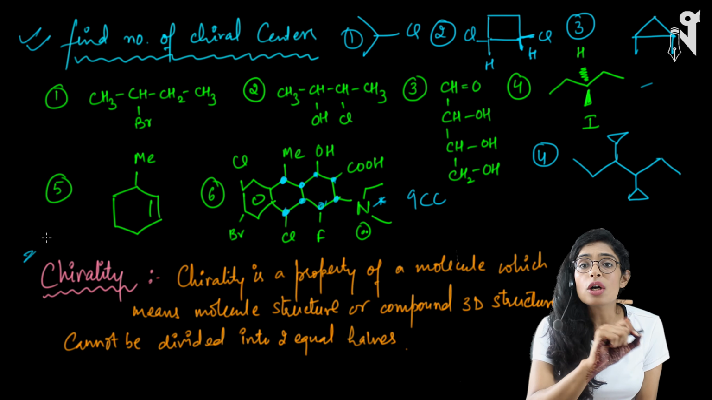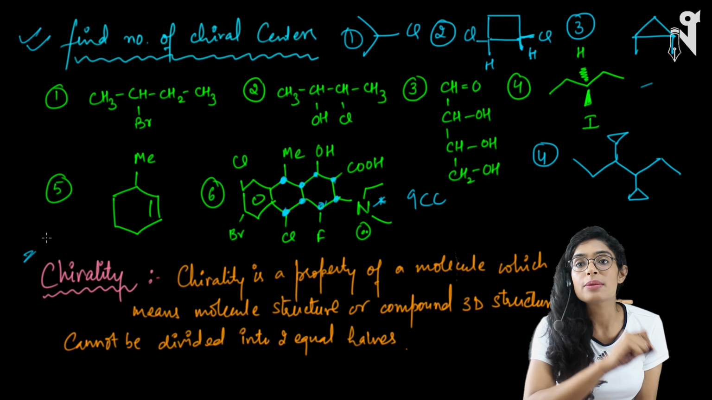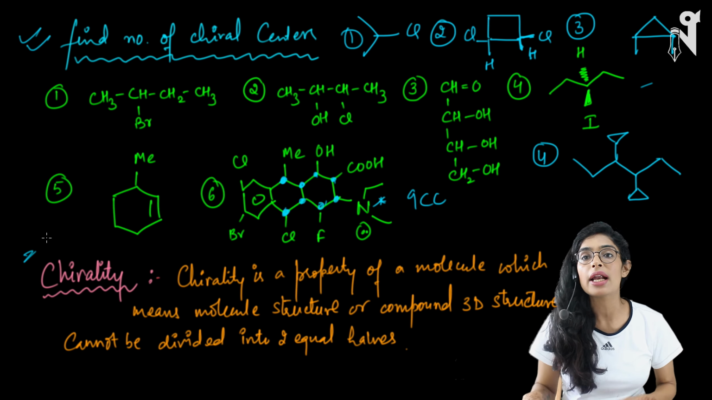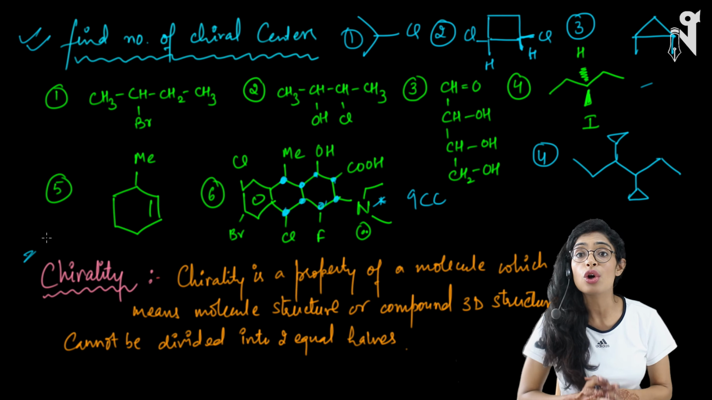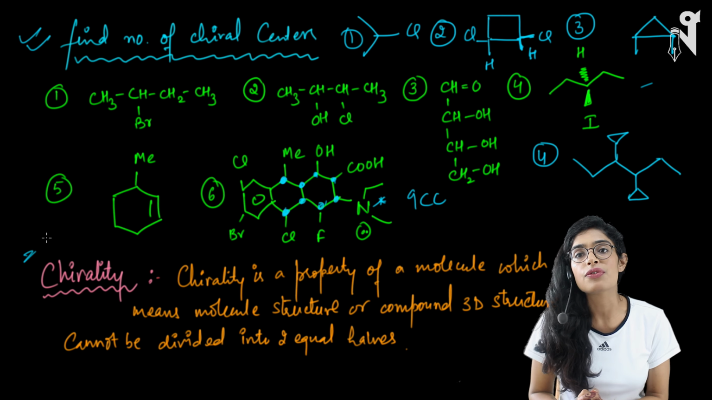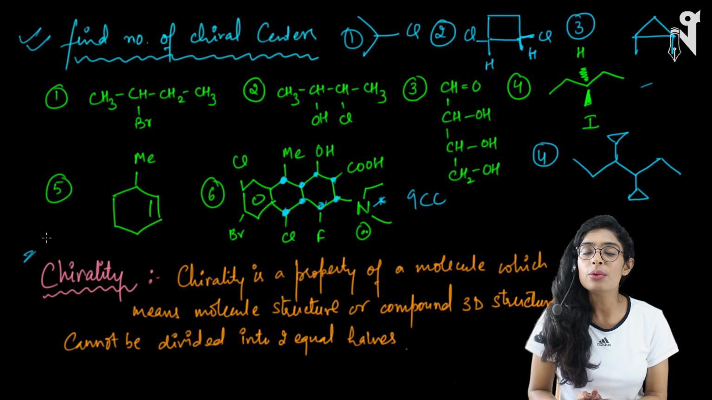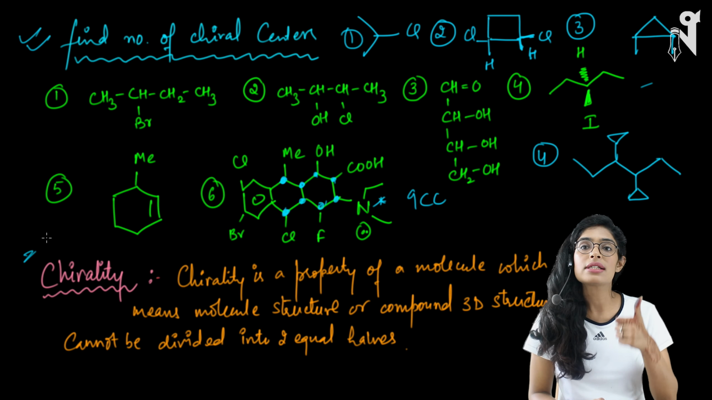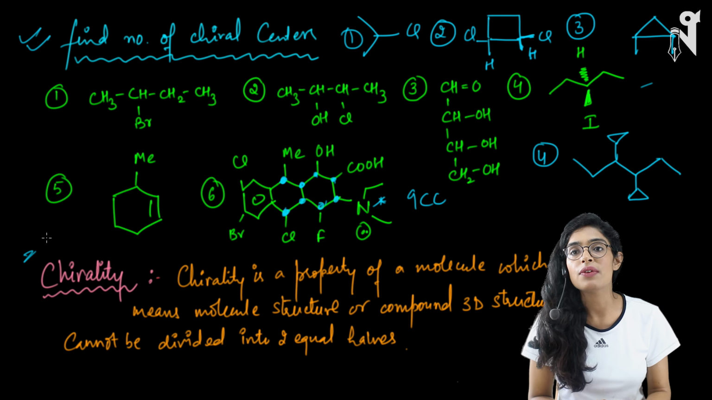Now, in the next class, we'll talk about chirality, what exactly chirality means, and what is the difference between chirality and chiral center, and what is the relation between chirality and chiral center. Is there any relation or not? And then we will talk about the different types of symmetries which are required to understand the optical activity in a compound. Okay, so next class, chirality and symmetry is what we will deal with.